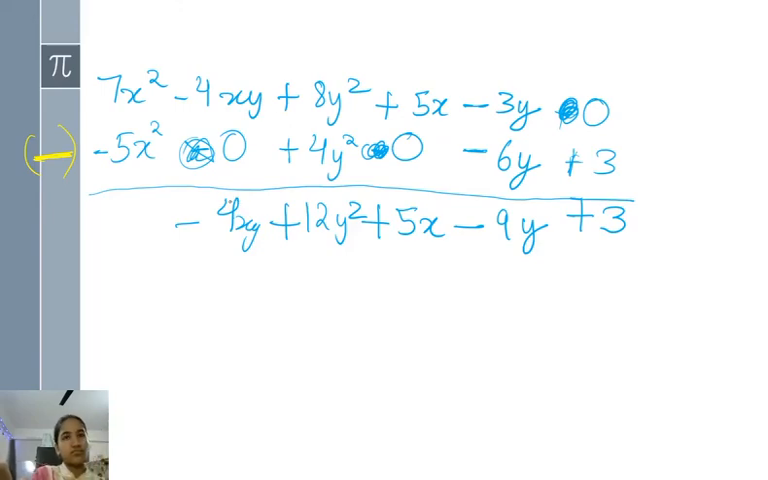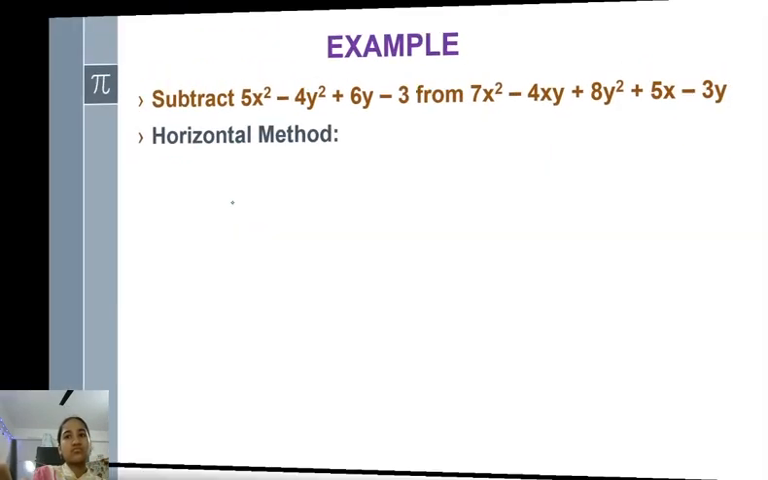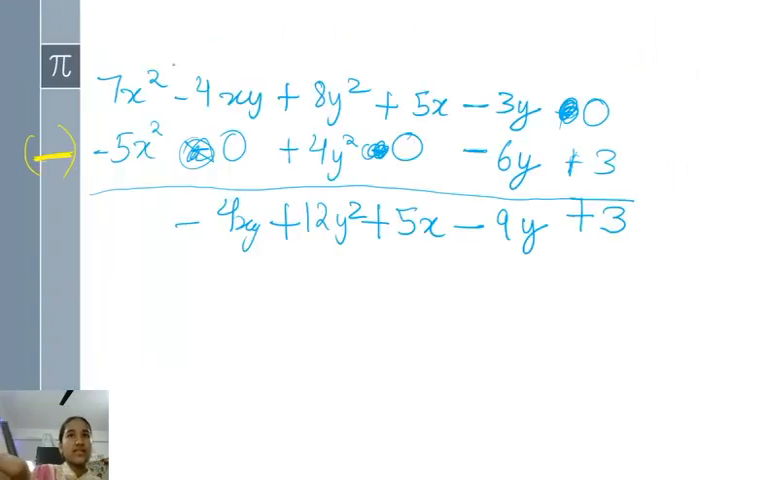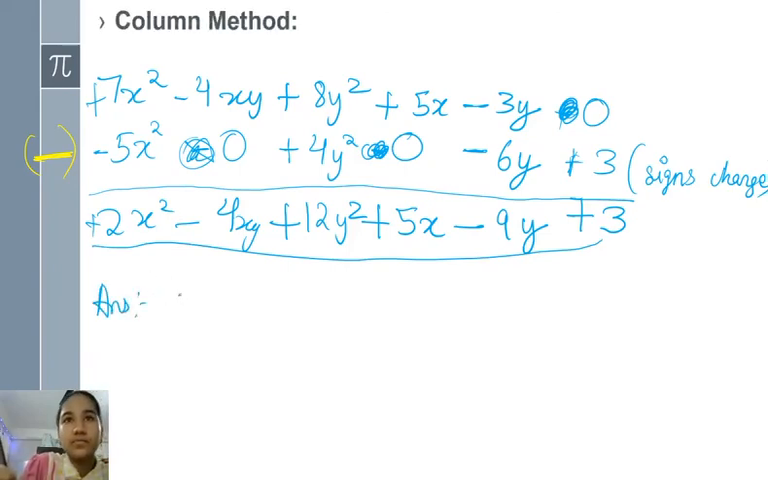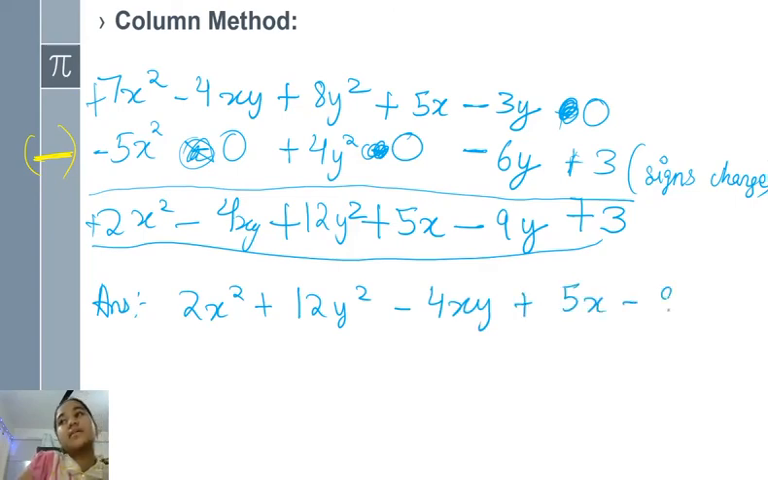Next. And this is plus. So the second expression sign will change. Here the sign change will take place. Signs change to 2x squared. So it will be plus. So our answer is there, and when we do it in a proper way, then the answer is 2x squared plus 12y squared minus 4xy plus 5x minus 9y plus 3. So this is the answer.